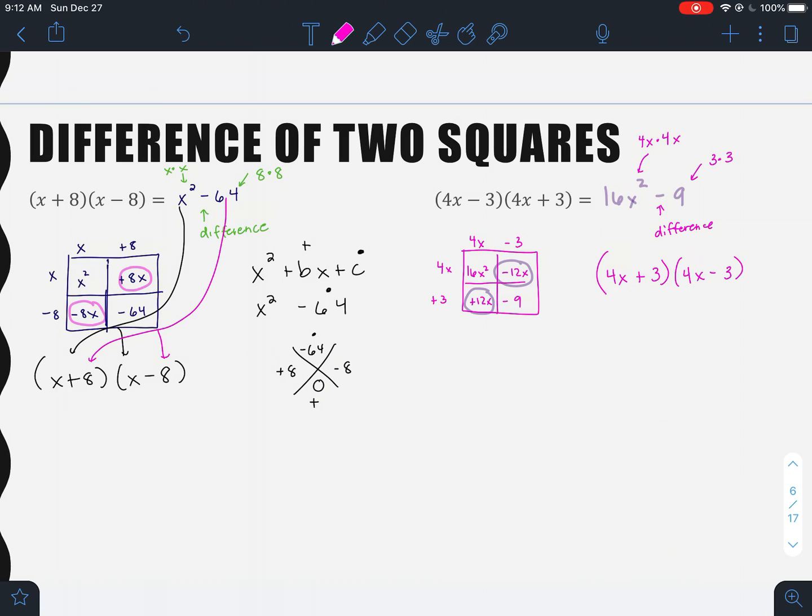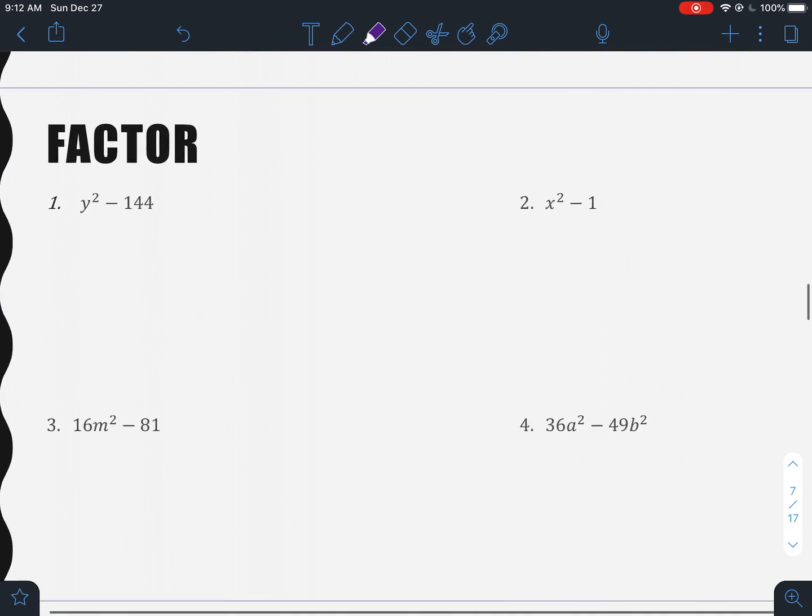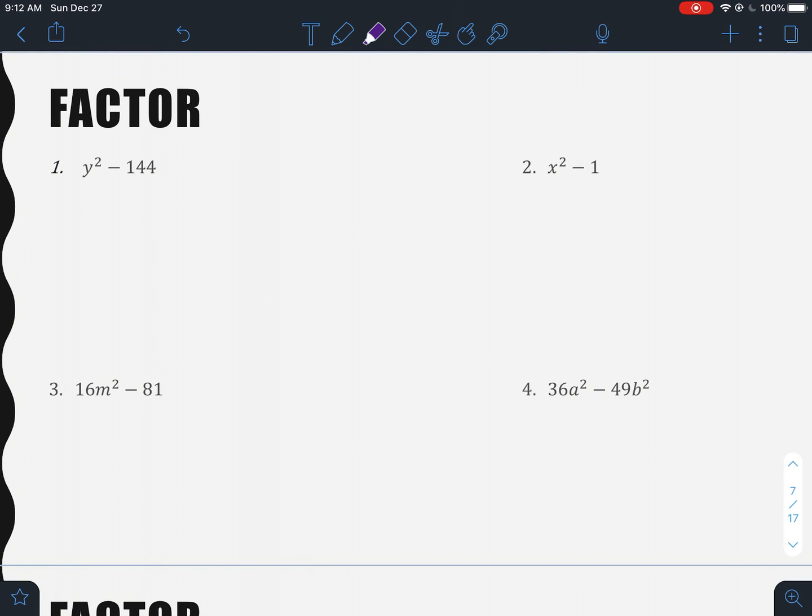So a difference of two squares is two terms. You're subtracting them, and both of the terms are perfect squares. And when you go to factor it, you have two parentheses. The 16x squared is 4x times 4x, and then the 9 is 3 times 3, and one's plus and one's minus.